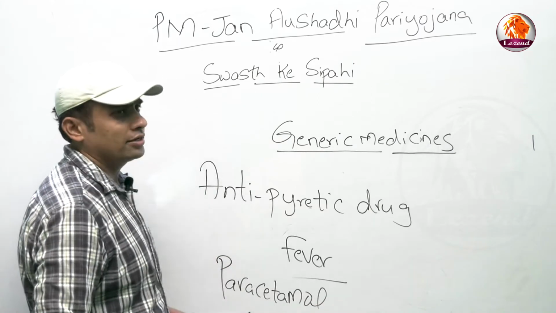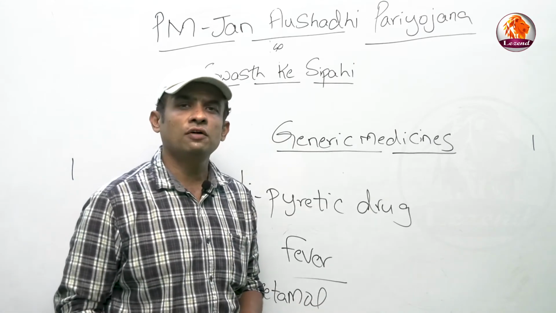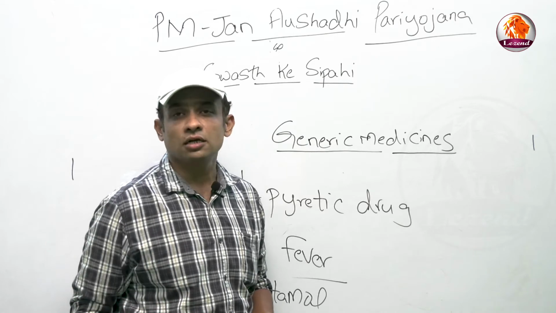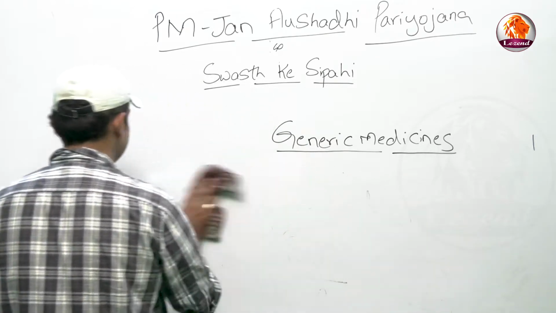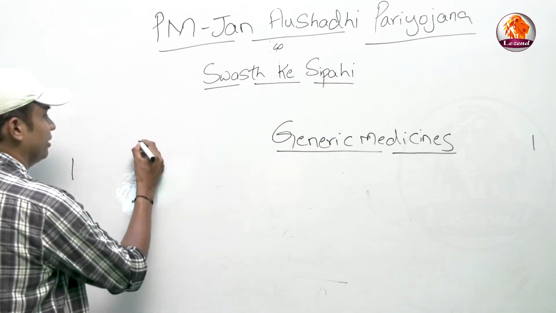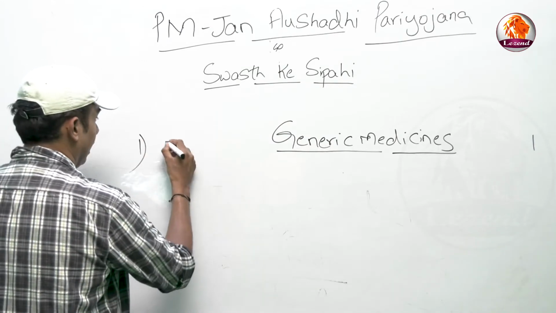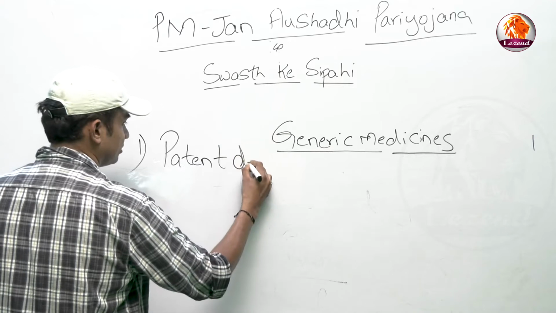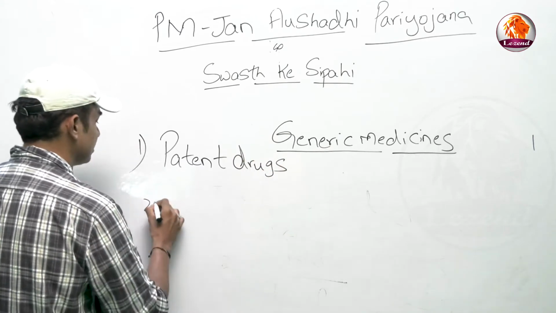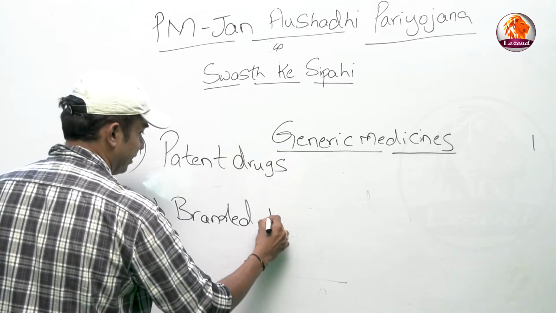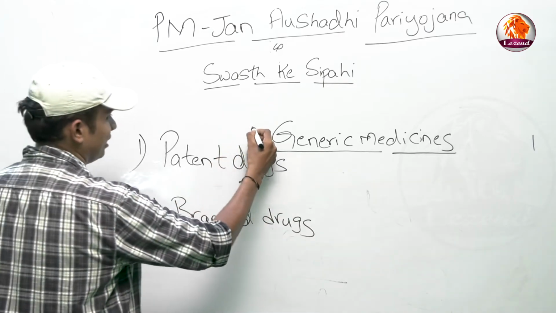When you are trying to understand the meaning of generic medicines, there are other terms you need to understand first. First term is patent drugs or patent company. Second is branded drugs. Third is generic medicine.